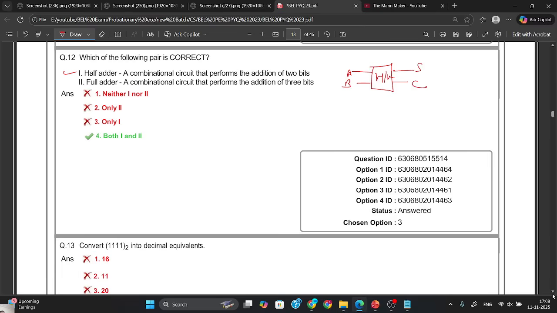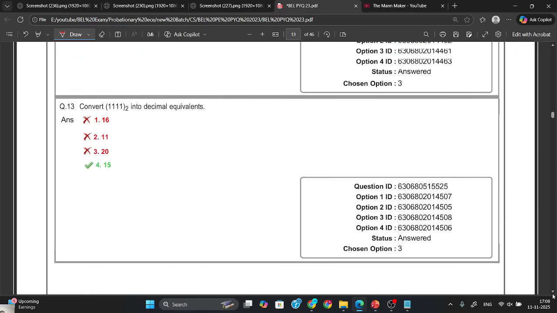Full adder, a combinational circuit that performs addition of 3 bits. For the full adder we have three inputs. First are A and B, and this is carry in, and we'll get sum and carry. So three inputs, so 3 bits it will add. So both are correct only. So option 4 is your right answer.